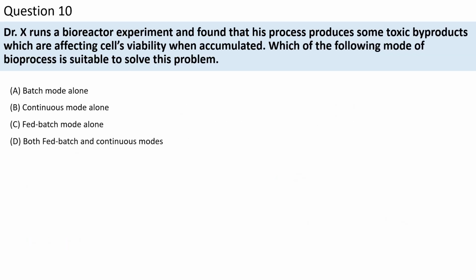The last question of tutorial 1 was: Dr. NX runs a bioreactor experiment and finds that his process produces toxic byproducts, which affect cell viability when accumulated. Which of the following modes of bioprocess is suitable to solve this problem? Batch mode alone, continuous mode alone, fed batch mode alone, both fed batch and continuous modes.